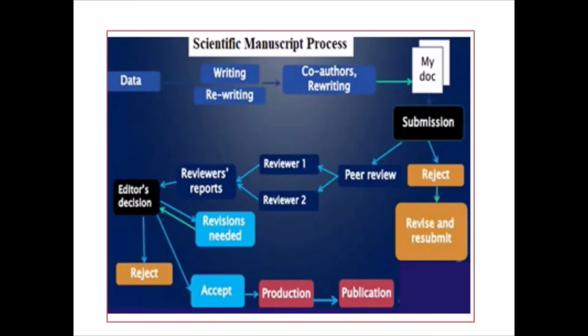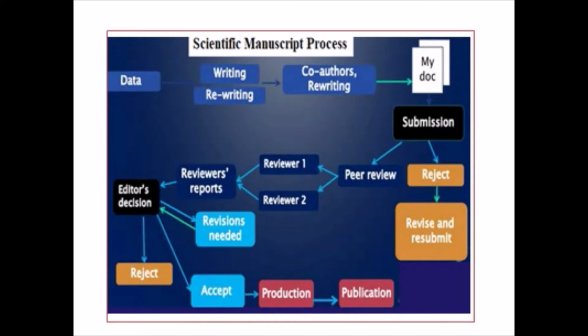This is how a scientific manuscript will be processed. The data will be gathered, the experimental process described, and the writing and rewriting done, and co-authors will again rewrite. After that, the final manuscript or research paper will be generated. This research paper will be sent for submission.